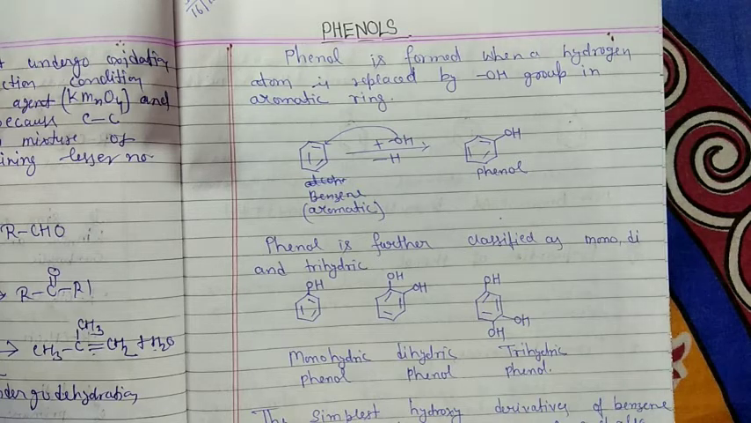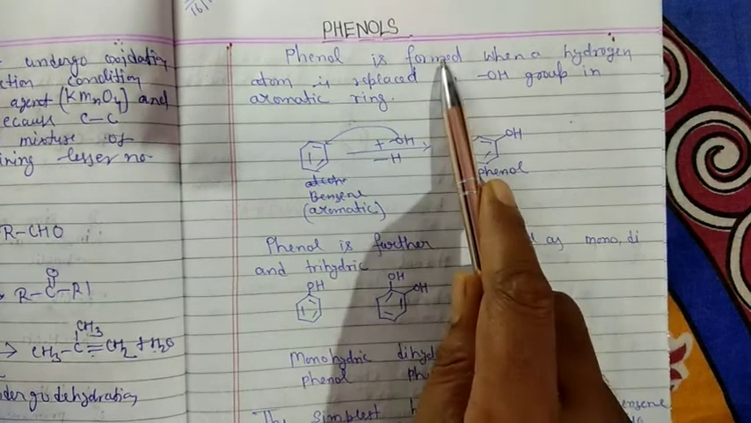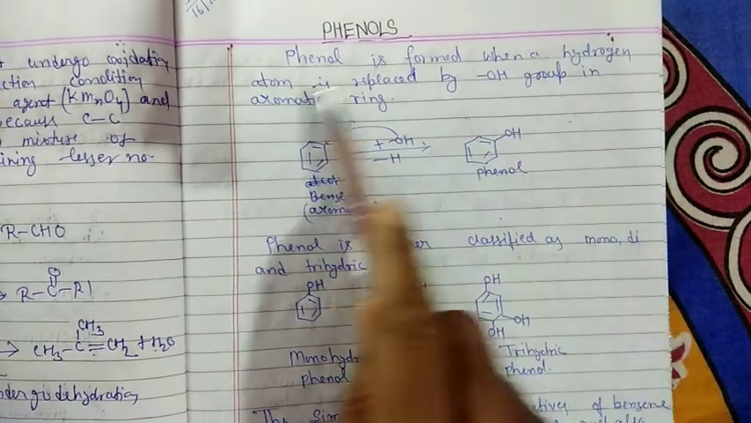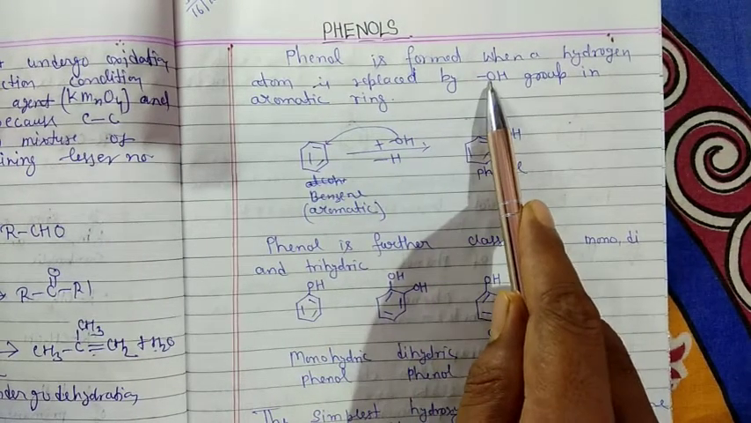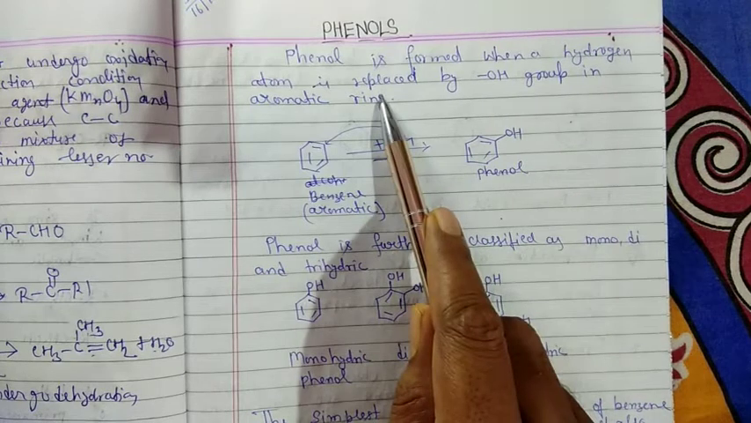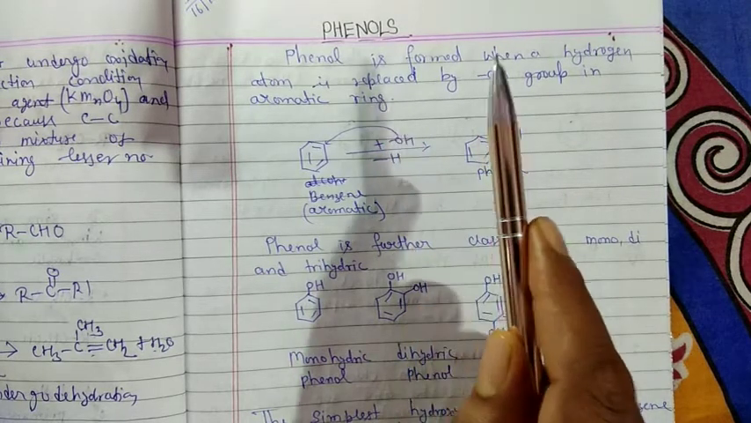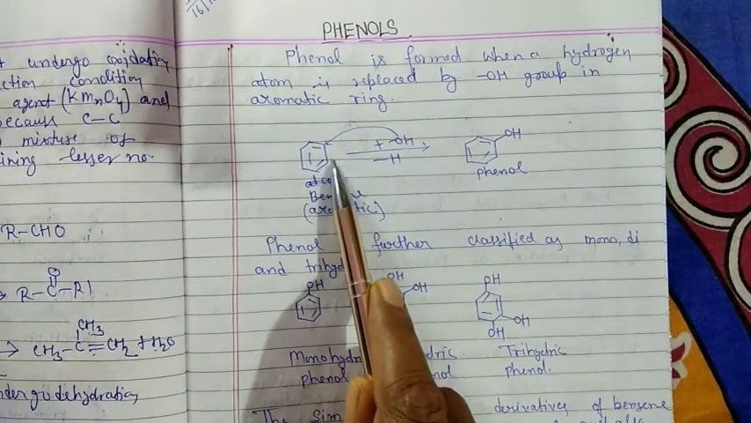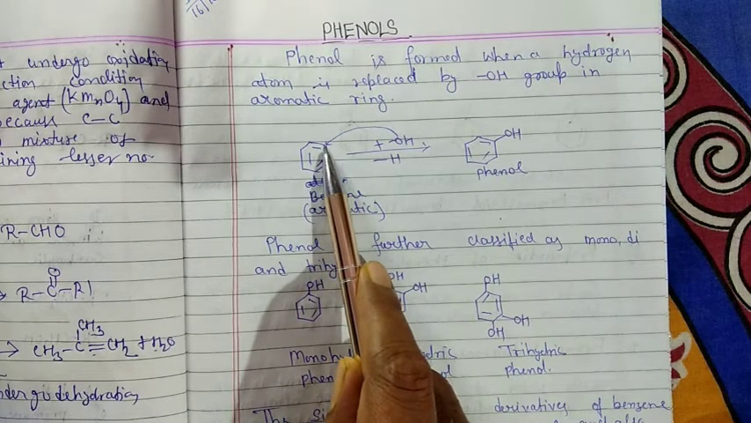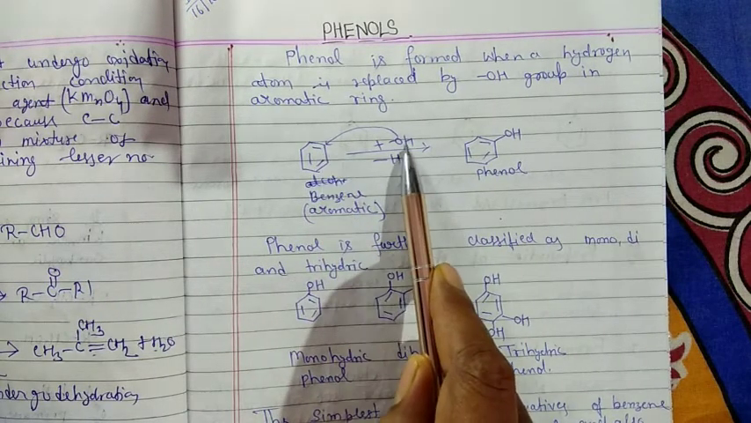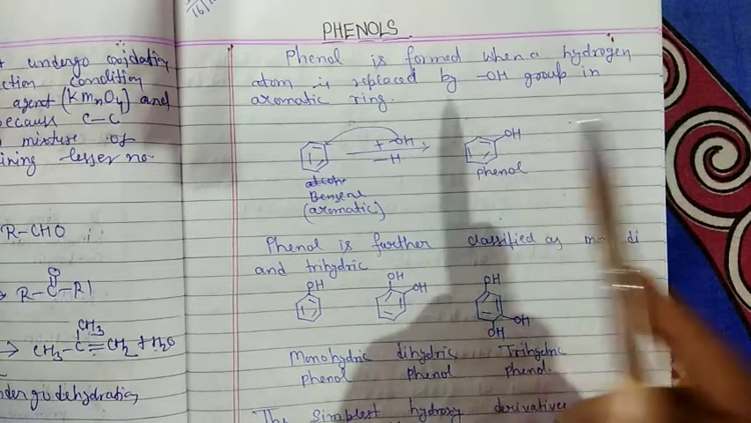Okay, first, what is phenol? Phenol is formed when a hydrogen atom is replaced by a hydroxyl group in an aromatic ring. Okay, to form phenol, this is the aromatic ring of benzene. Replace one hydrogen atom by a hydroxyl group to form phenol.